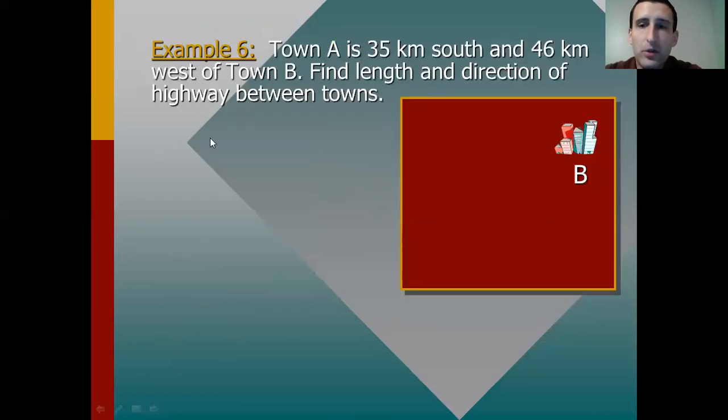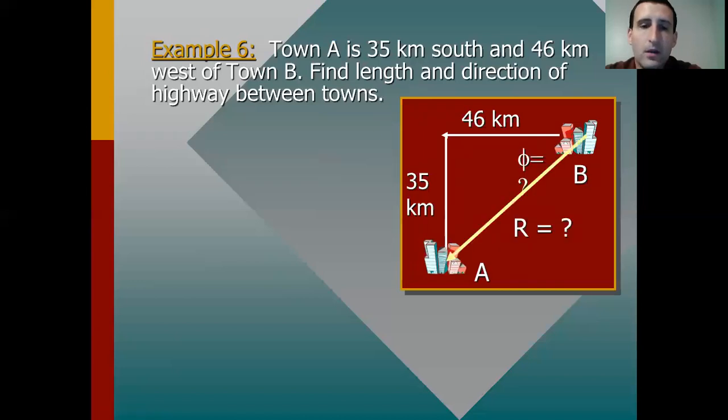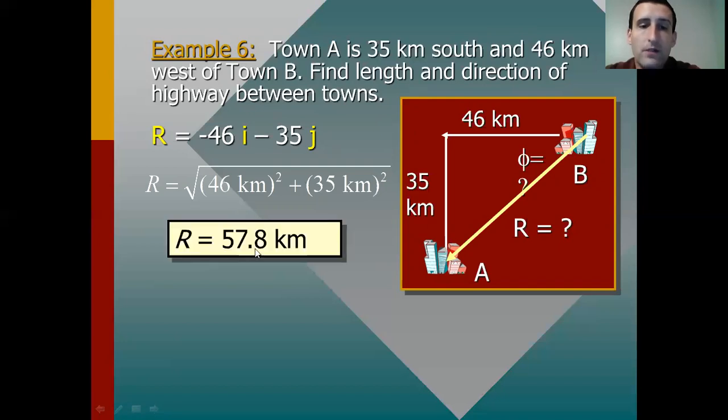Just another example here, working from town B to town A. We go 46 kilometers west and 35 kilometers south. We can describe that as negative 40I minus 35J. And again, whether it's plus negative 35 or whether it's just minus 35, it means the same thing. We can do the square root, get the distance of 57.8 kilometers.